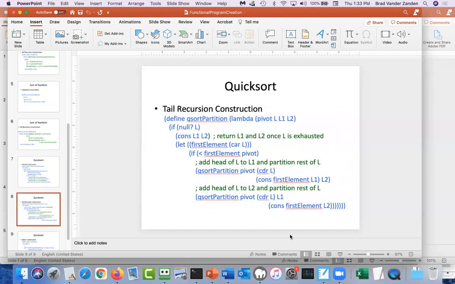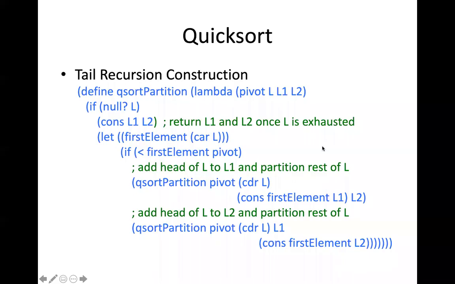Okay, in that case, let's go and look at the tail recursion version. Remember, tail recursion is going to need some continuation arguments. So in this case, in addition to the pivot and the list, we're going to be constructing our 2 lists as we go along. L1 is the lesser list, L2 is the greater list, and we're building them both up as we move along. We're always going to take the first element and immediately add it to the appropriate list.